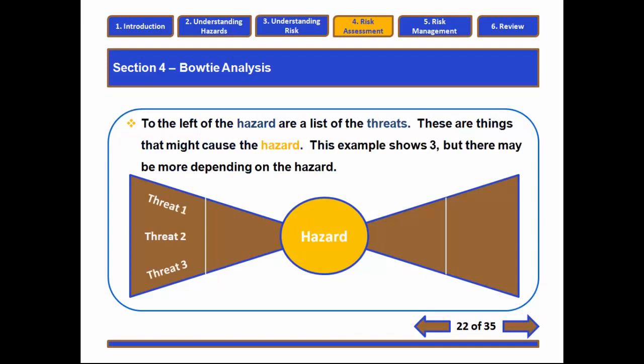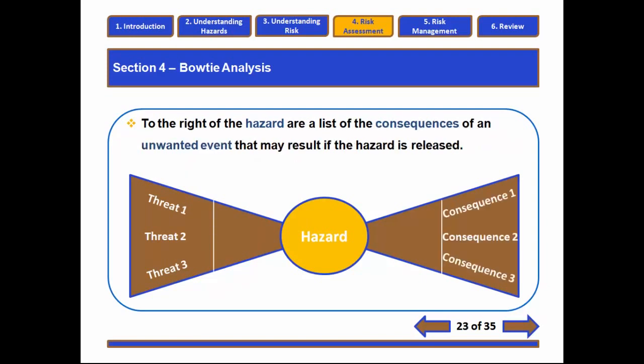We start off with the threats associated with that hazard. Threats are things that could cause the hazard to occur. And you can see they start off on the left-hand side, the widest. There are many threats that could lead to the manifestation of a particular hazard, and they're going to get funneled into the hazard with this bow tie shape.